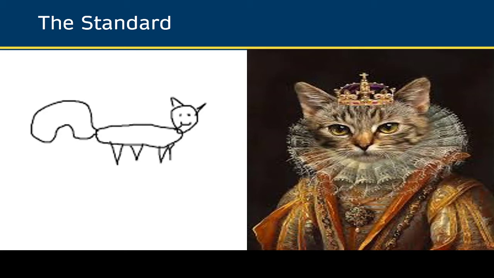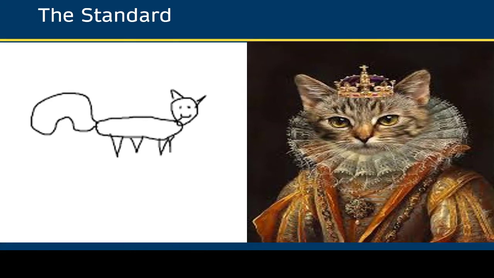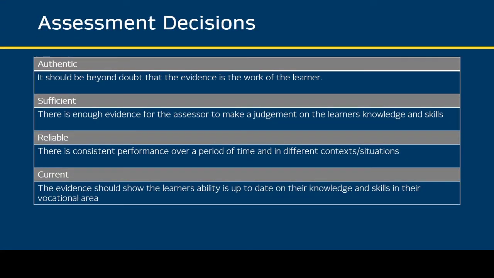Now, in terms of what it's actually marked against, maybe marked's not the best term, but it's assessed a bit differently. What happens is you'll gather some evidence and you'll submit it to your assessor. The assessor will then make an assessment decision, so they'll decide whether that evidence meets the standard of the framework or not. And how they do that is they look at these 4 things here. So they'll decide whether this evidence is authentic. Authentic means it should be beyond doubt that the evidence is the work of the learner.